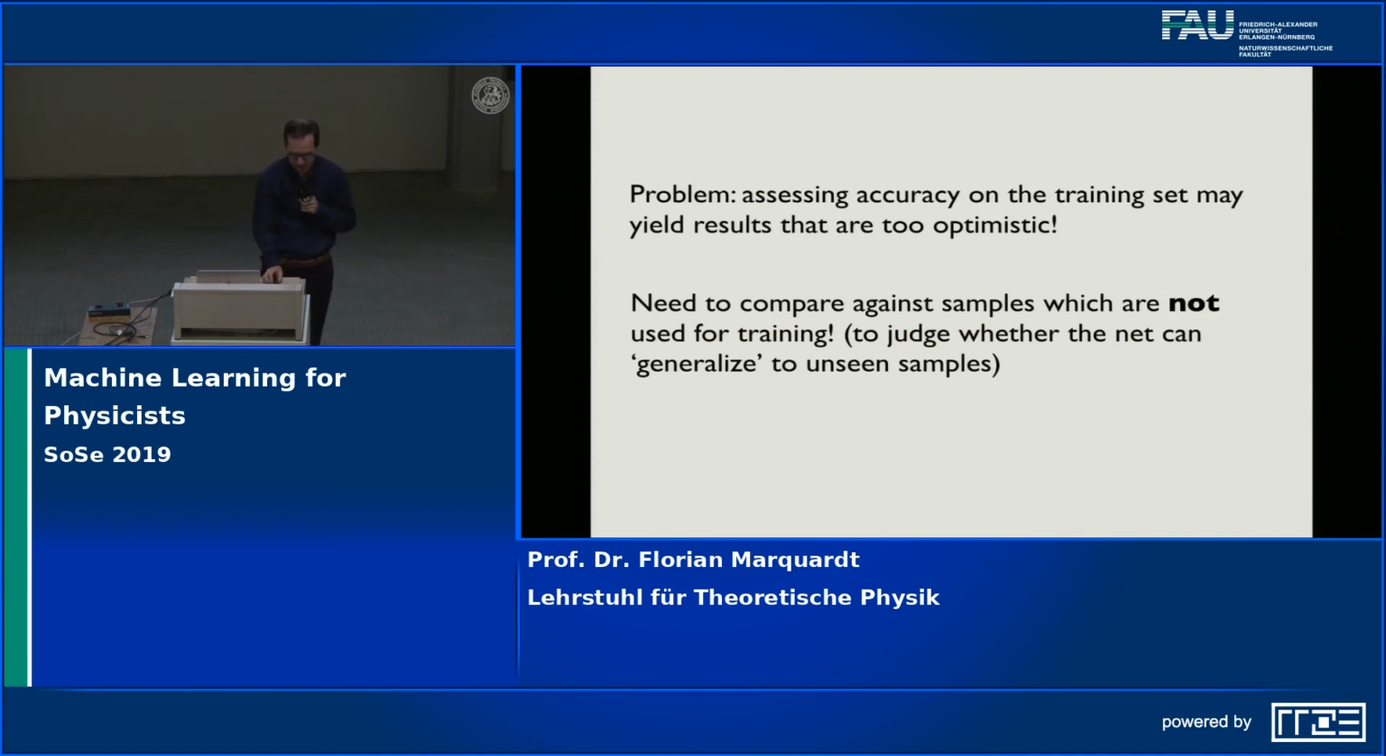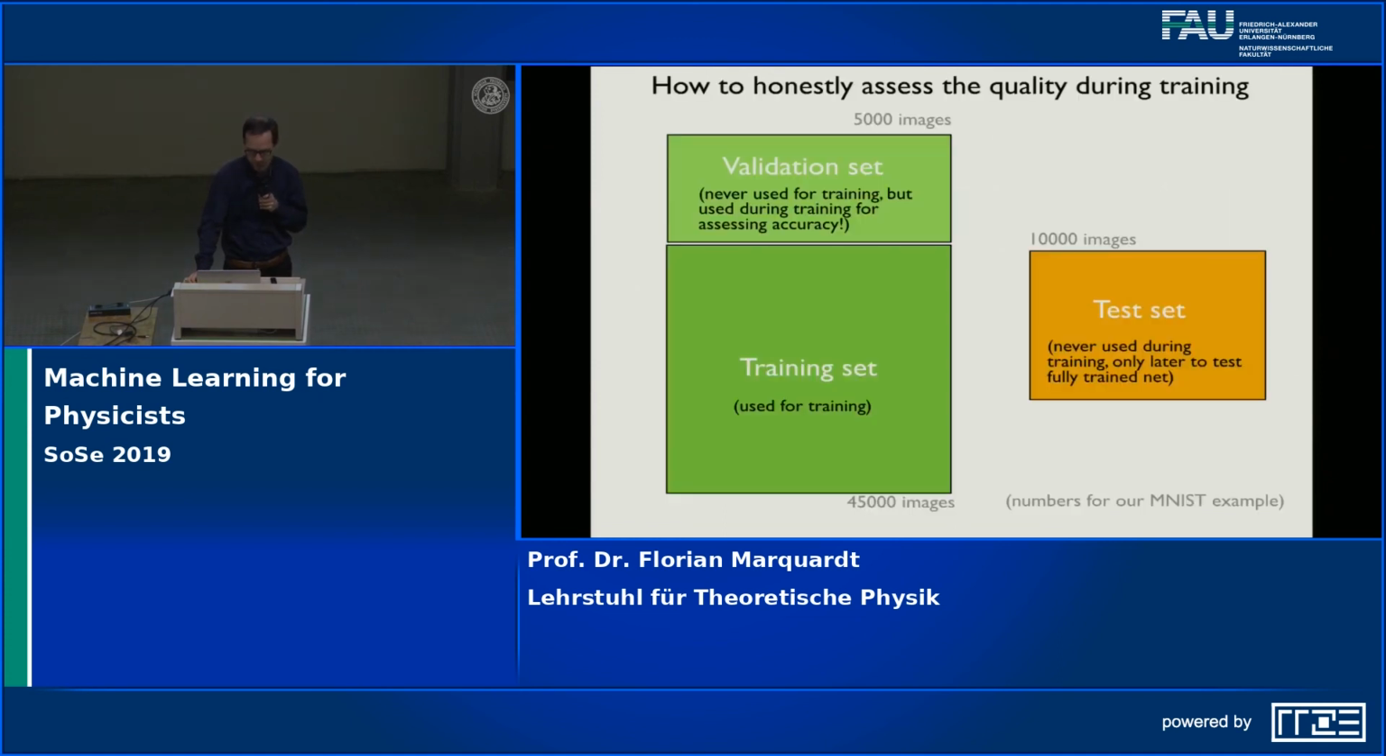And there's one thing that is very important to realize here. If you assess the accuracy by always comparing against the training examples that you're already training on, you may get results that are too optimistic. Yeah? And what one really needs to not be too optimistic is to compare against samples that the network never sees during training. Because what you really are interested in is not whether the network can memorize all these training examples, which it will do if you teach it many, many times, but whether it can properly generalize to other examples that it has never seen before. And so that's the challenge.